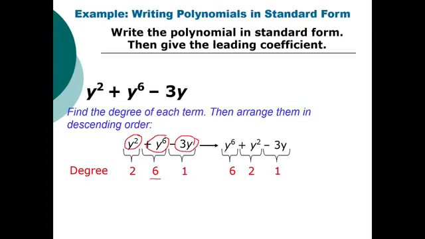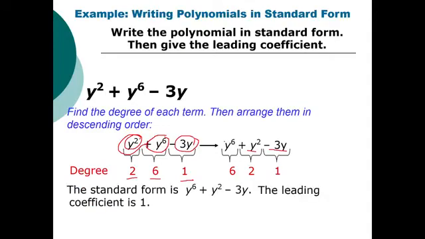Therefore, I will be writing y raised to 6 first. Followed by 2, which is y squared. And lastly, you have the degree 1 for negative 3y. So the leading coefficient is what? Correct. Take note, we have an invisible one there. And the leading coefficient is positive 1. Now, let's mention the missing terms.